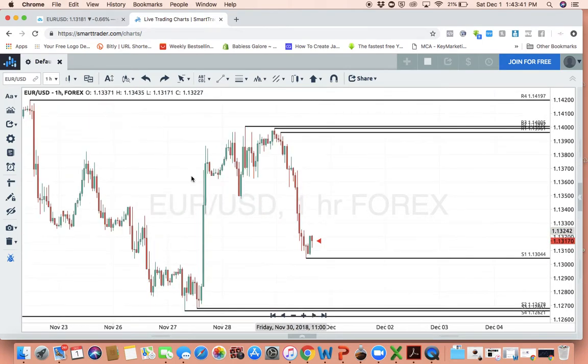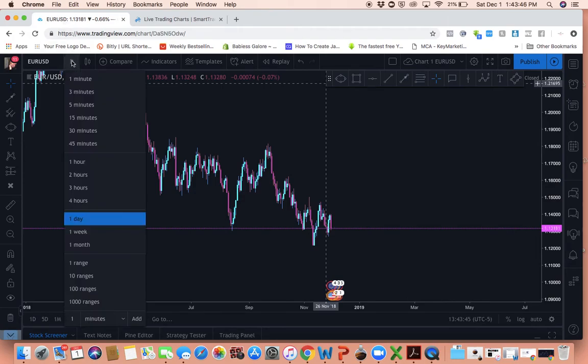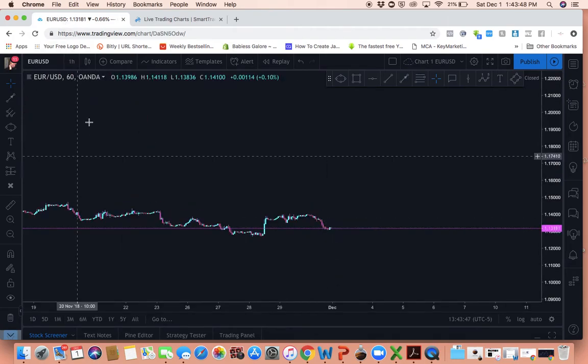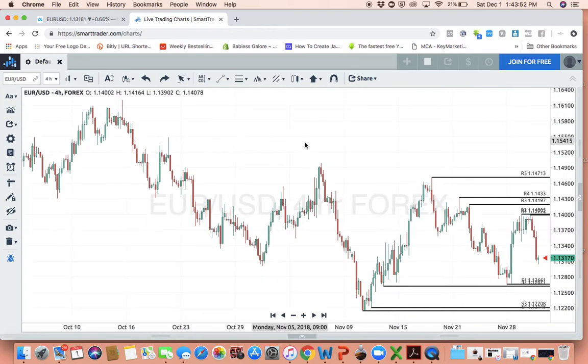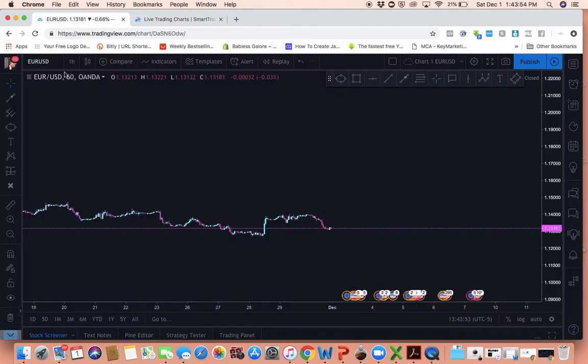This is on the 1 hour time frame, and I'll just look on my TradingView, go to the 1 hour time frame, whichever time frame that you trade. I trade the 4 hours, so actually I'm going to change this to 4 hours because I like the higher time frames.